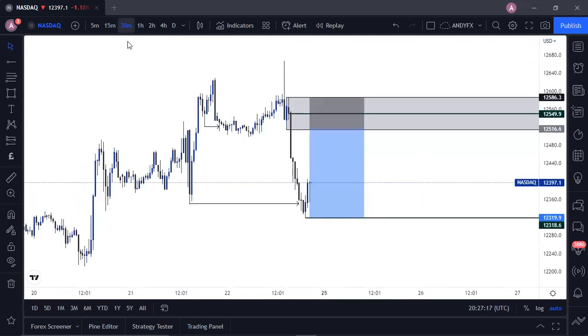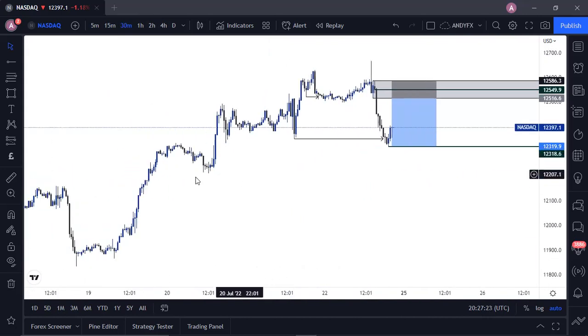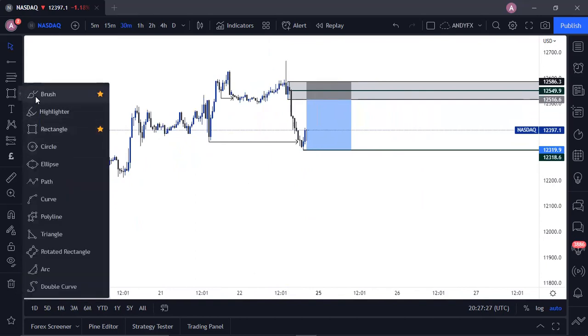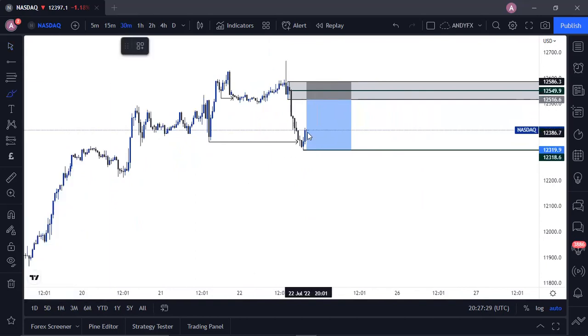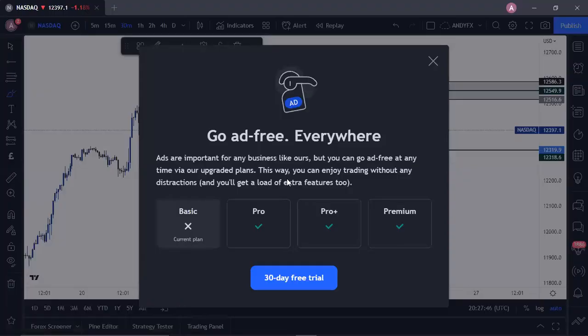Simple. So this is what I'll be doing. I'll be looking for my entry. I'll be waiting for Nasdaq to get inside my bearish order block. I'll be looking for the sell here, and then I'll be taking my profits here. And then I wait again.